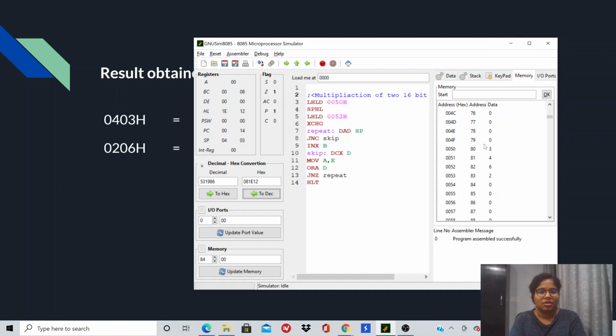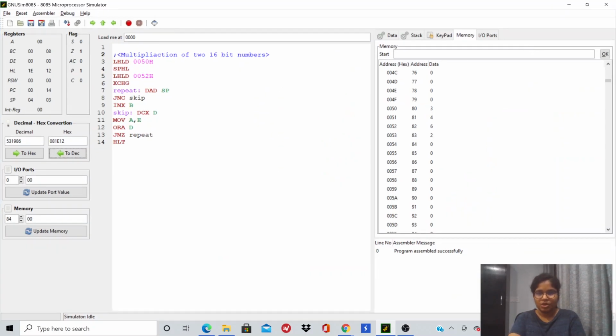So using this code, we can multiply different numbers. We'll just need to load those numbers in the memory, and then using these memory locations or some other memory locations, we can use this code to multiply any two 16-bit numbers.